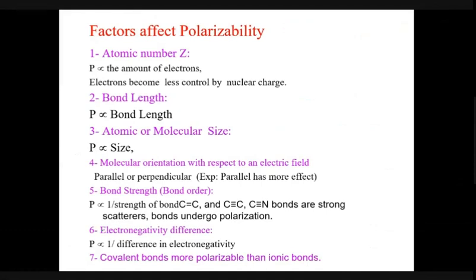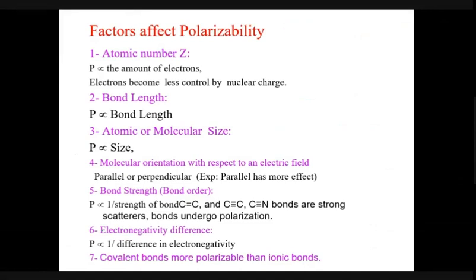Then bond strength, also called bond order. So whether there is a double bond or triple bond present. It is inversely proportional to the strength of the bond. What it means is, if there are double and triple bonds present, it will be difficult to polarize those molecules. Because they are strong bonds, the bond length will get shorter and it will be very difficult to polarize these bonds. Then electronegativity difference. If there is a lot of electronegativity difference, the bond length will be shorter, the atoms will be very close to each other, and it will be difficult to polarize such a bond.